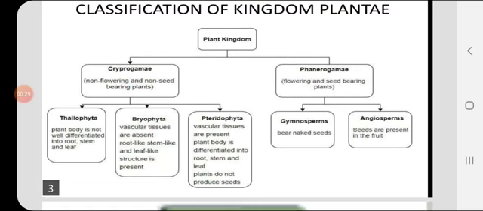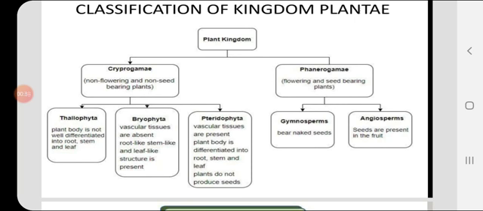Kingdom Plantae is divided into 2 groups, that is cryptogams and phanerogams. Cryptogams is divided into division Thallophyta, Bryophyta, Pteridophyta, and phanerogams is divided into gymnosperms and angiosperms.